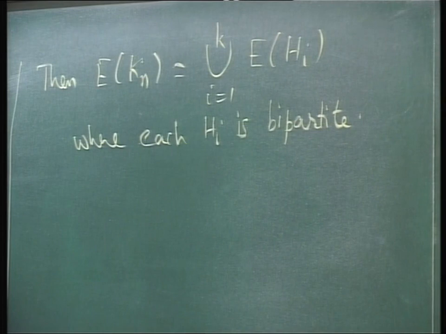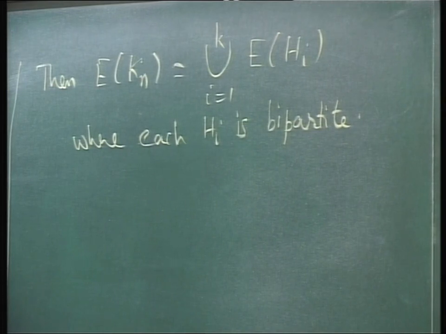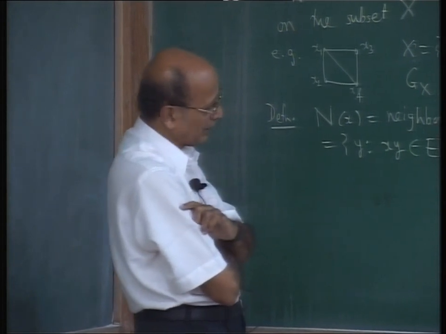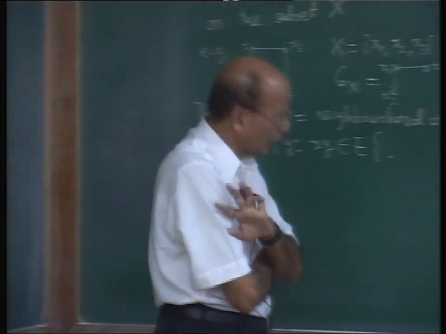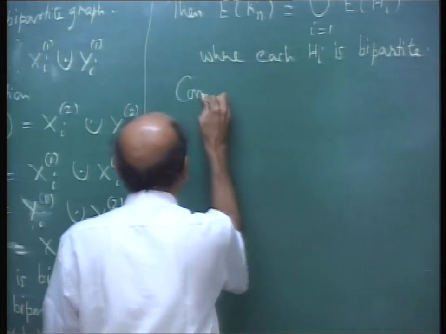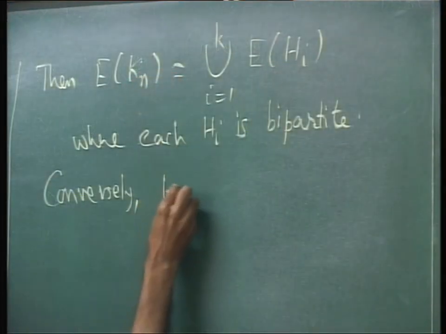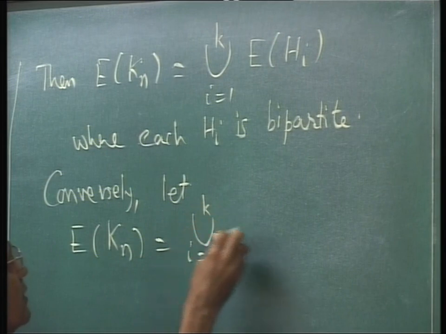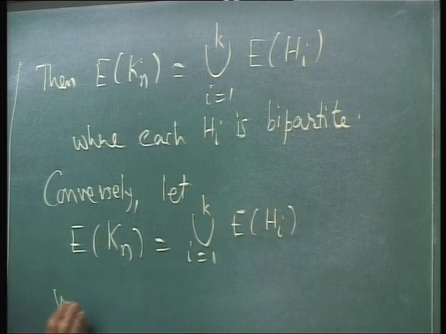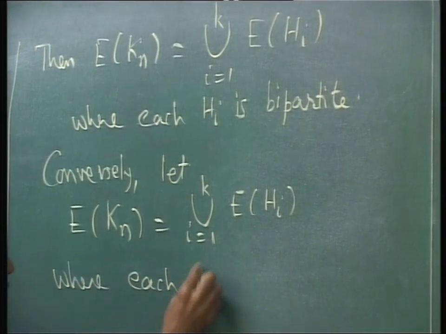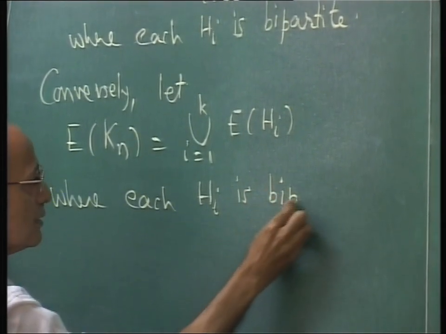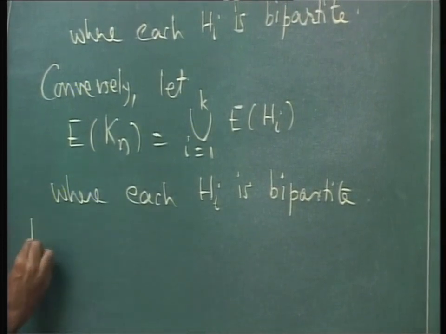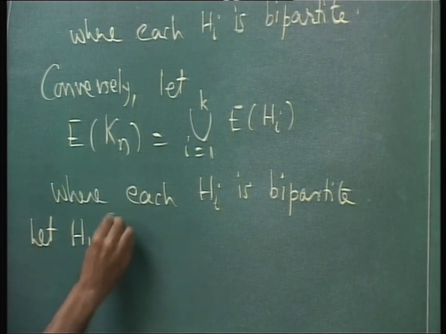What is the other part? Other part is I have to show that if Kn can be written as a disjoint union of k bipartite graphs, then n must be less than or equal to 2 power k. Conversely, let bipartition.